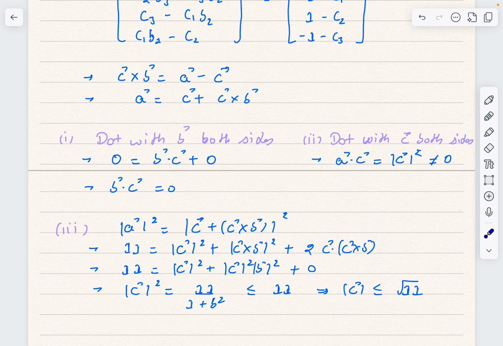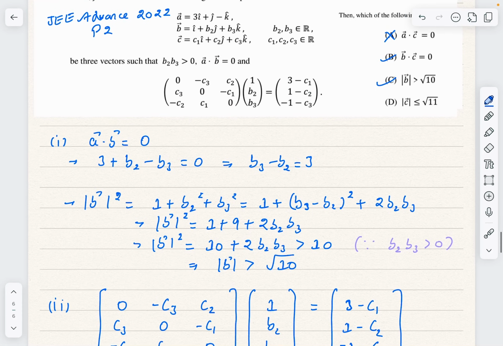So we get the value of mod C square from here will be 11 over 1 plus mod B square. Now you know 1 plus mod B square must be more than 1. So 11 over 1 plus mod B square will be less than or equal to 11. So mod C will be less than or equal to root 11. From here we can say option D will also be correct.